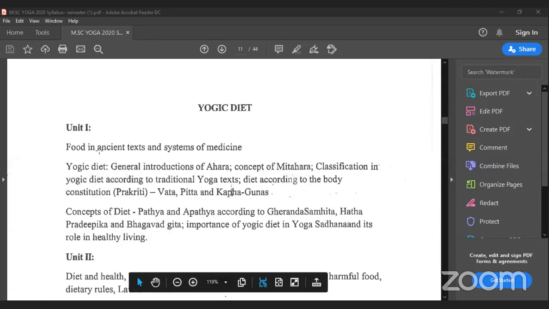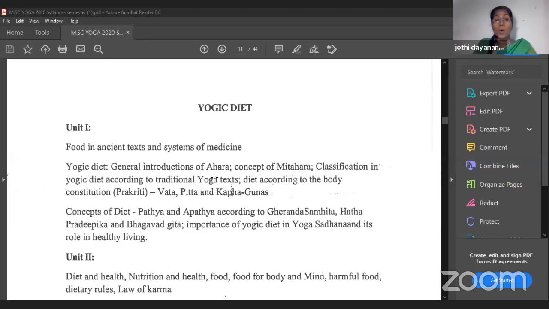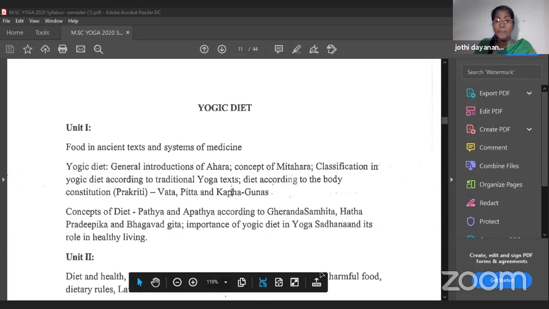First goes the food in ancient texts and systems of medicine. Then we will be dealing with yogic diet, and then one by one we can come on. Then general introduction to ahar, concept of mitahara, and classification in yogic diet according to traditional yoga texts. Diet according to body constitution, that is Prakriti. And then we will get on to the concept of diet. So let me get on to the slides now.